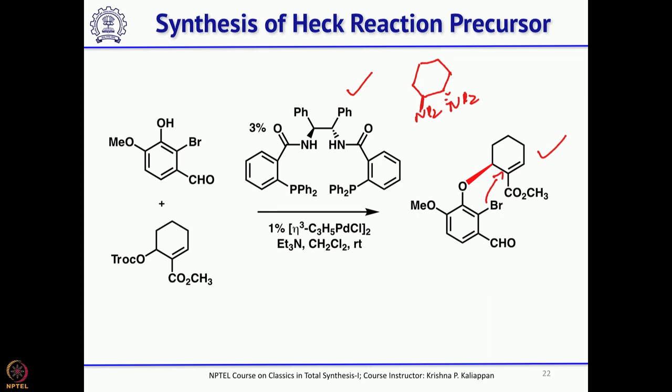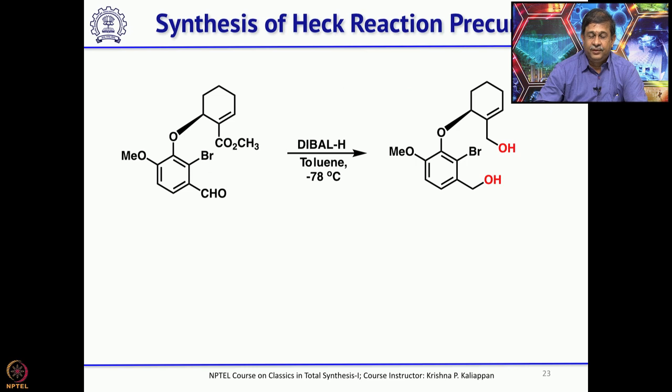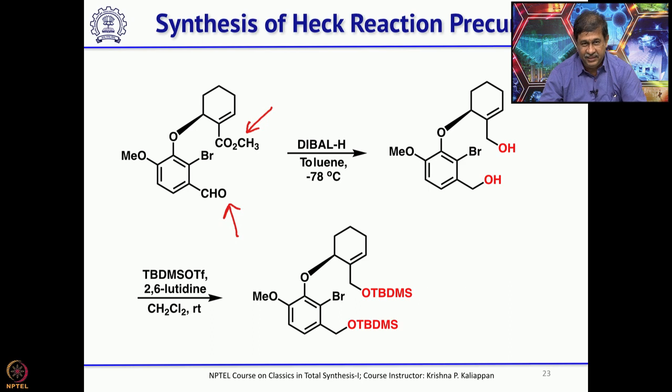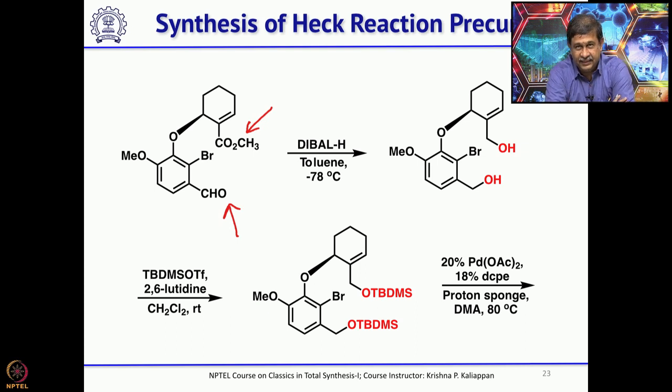Okay, so now let us see how this was converted into the Heck precursor. Once you have this, then you reduce the ester as well as the aldehyde in one pot to get the corresponding diol. The diol was then protected as TBS ether by treating with TBS triflate and 2,6-lutidine. Then comes the next key reaction, that is the Heck coupling.